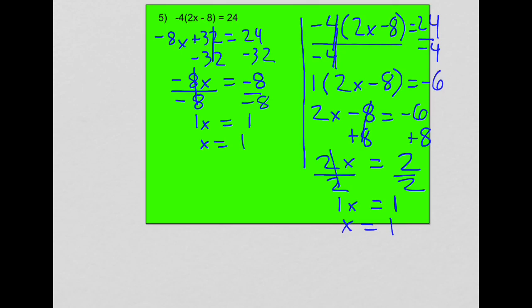So that's how we use the distributive property to solve math equations. I'm going to give you a few to practice, and then we'll practice a bit more on Monday, and then we'll put it all together and do some really complicated equations next week and finish this up next week.